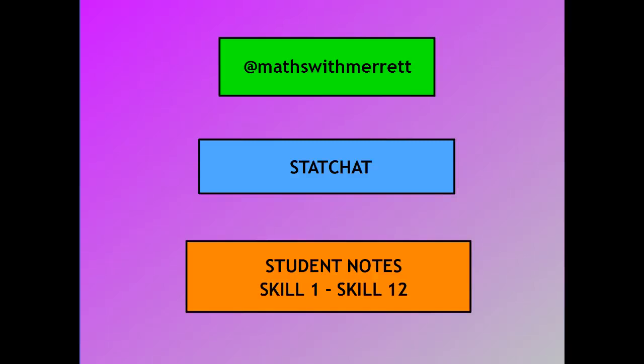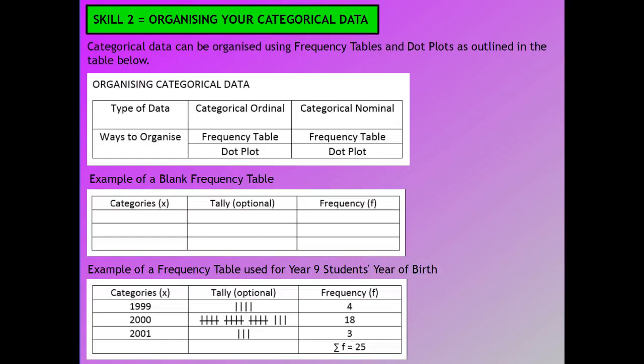StatChat Skill 2. What you're going to do? We're going to do organising categorical data. So there's a couple of ways to organise categorical data that we're going to focus on. In the table here, you'll see one of those is a frequency table. The other one is a dot plot. And you might have heard of these before.